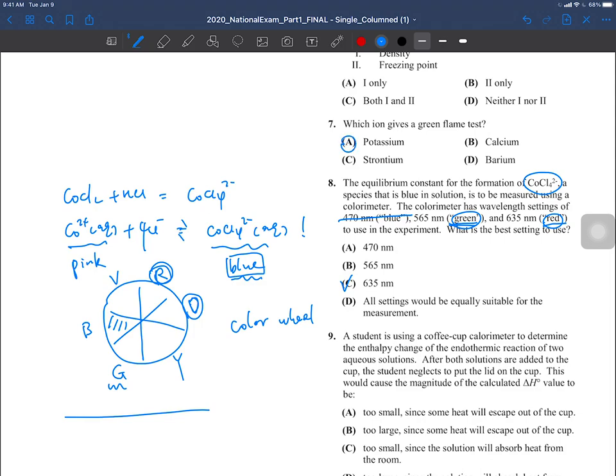For example, potassium is purple. But I don't think we need to put too much time here. You can definitely find it by yourself. Calcium is a little bit reddish. And strontium, I remember it's also reddish, but I'm not 100% sure.